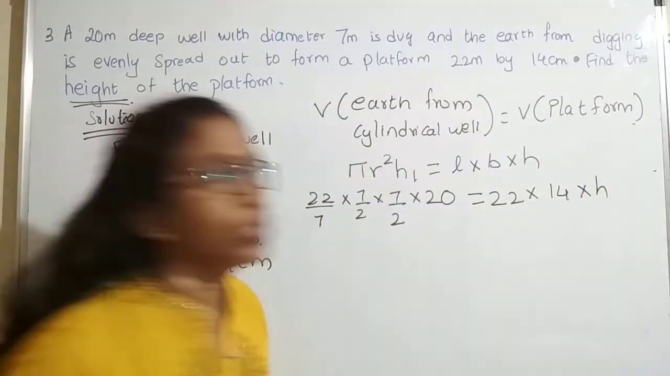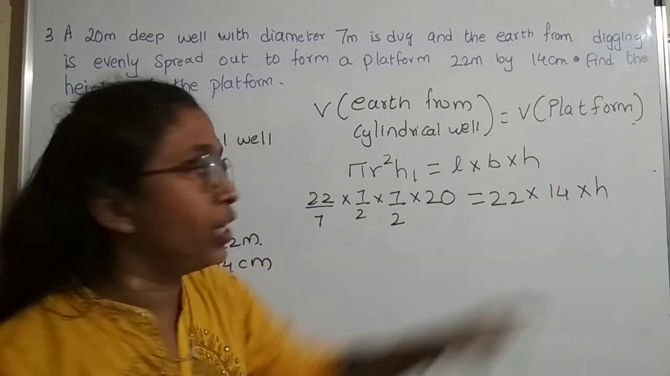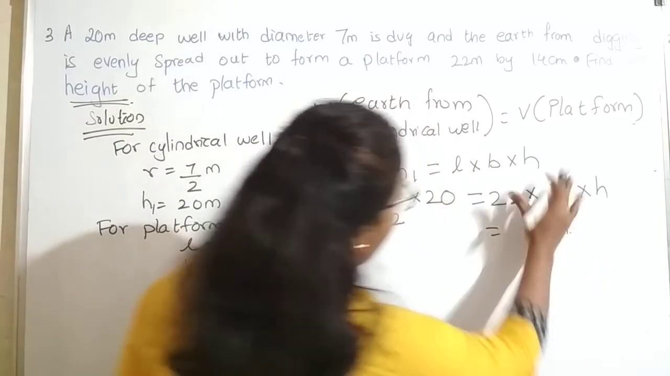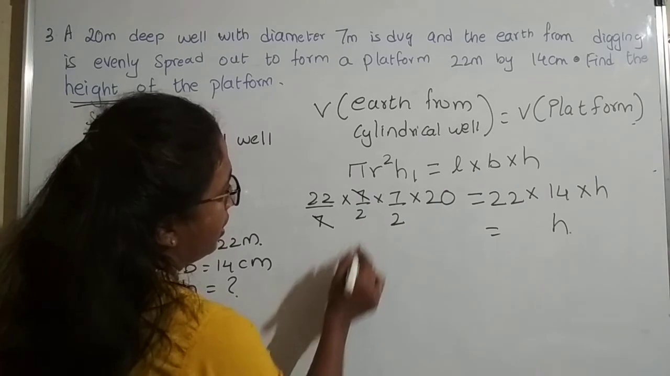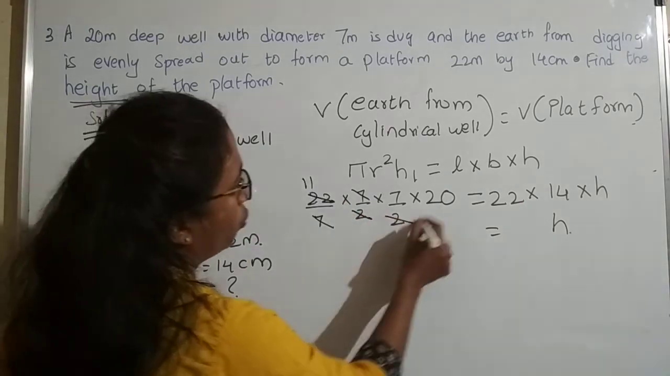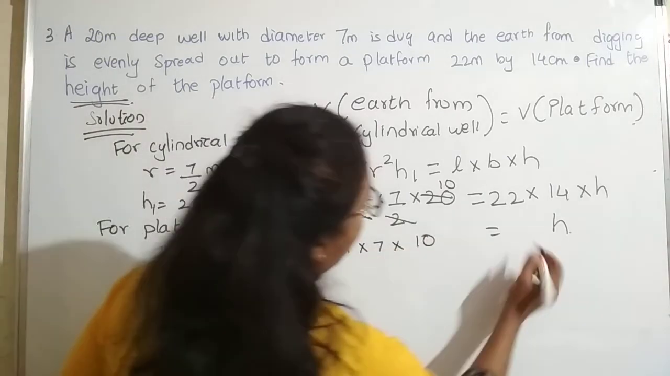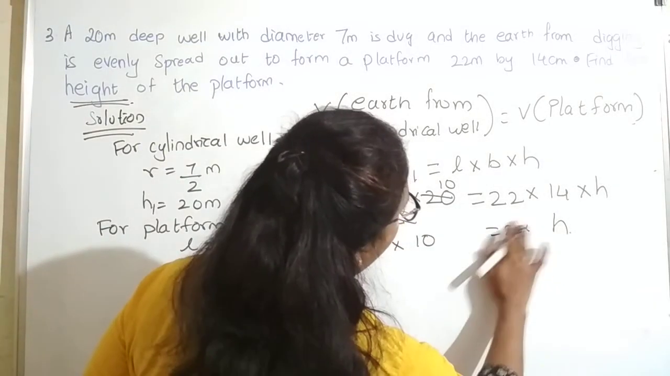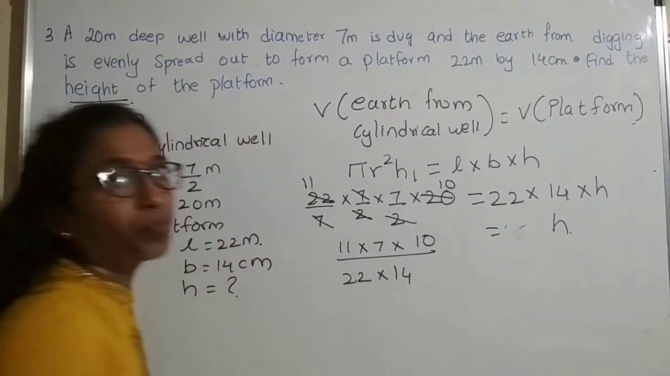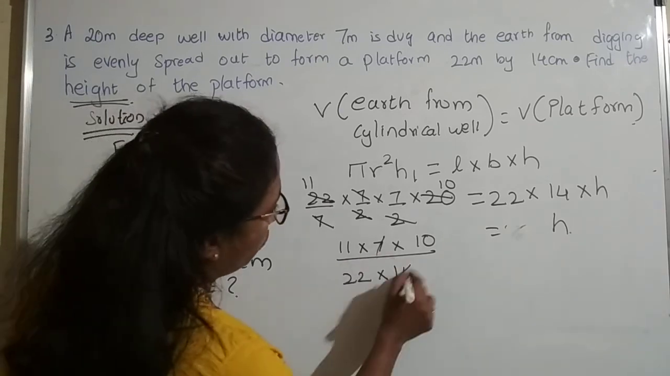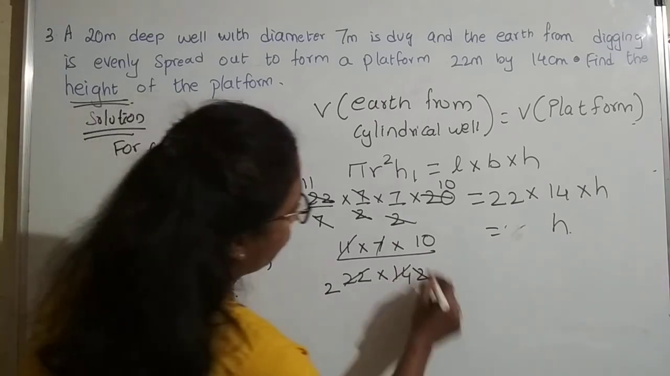So we require this H. Whatever we require to find out, keep that unknown value on that side. So keep H here, and take this 22 and 14 here. Before that, you just see whether it cancels. Here 7 cancels. 2 11s are 22, and 2 20s are 10. So here we have 11 into 7 into 10, and here we have 22 into 14. 7 2s are 14, 11 2s are 22, and 2 5s are 10.